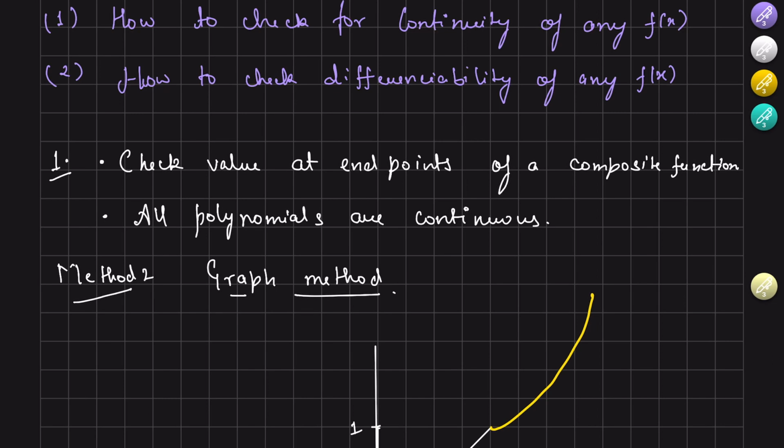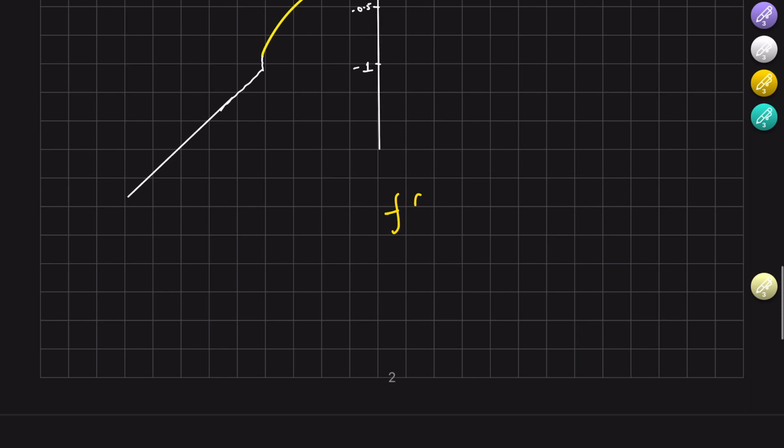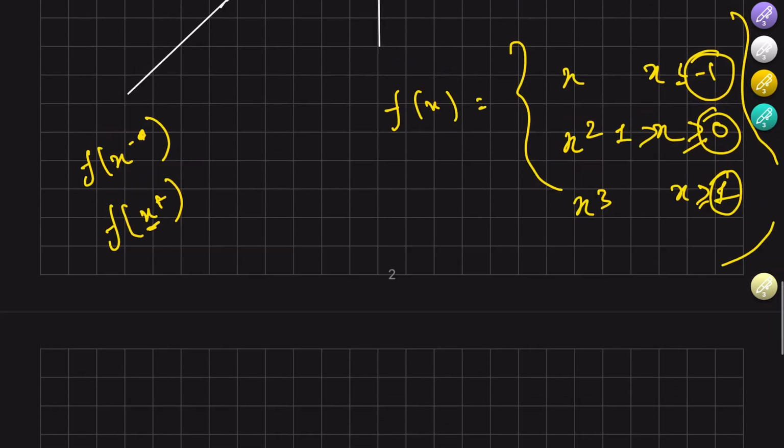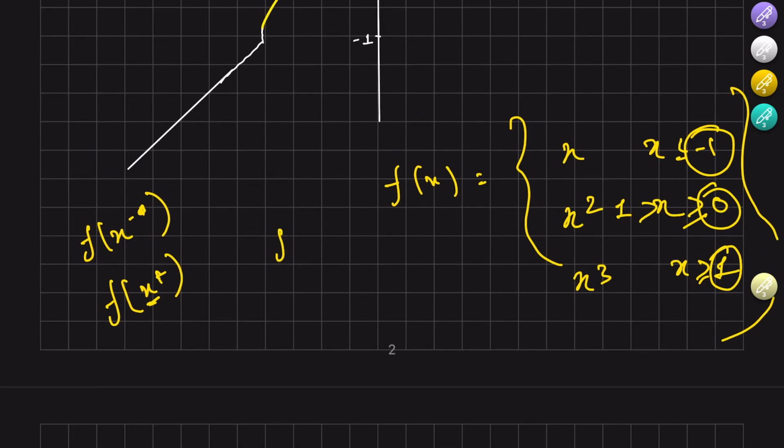Okay, so now let us see the second thing, which is how to check the differentiability of any f of x. For example, f of x is some composite function. How do you check for differentiability? For any function, you have to check f of x at x minus and x plus, where x is the value of the endpoints. Here the endpoints are -1, 0, and 1. So you just have to check the value of f dash of x at these points. f dash of x in this case will be 1, 2x, 3x square, right?